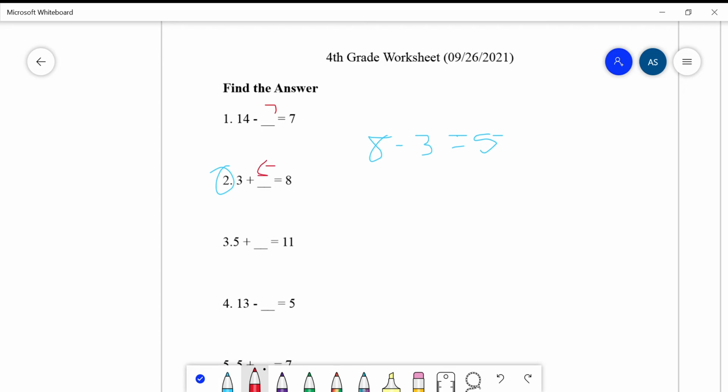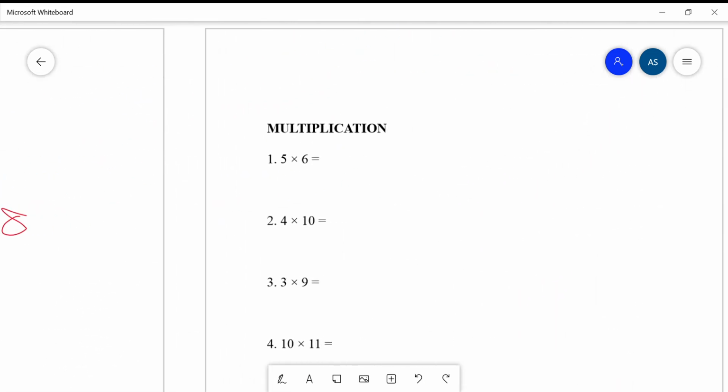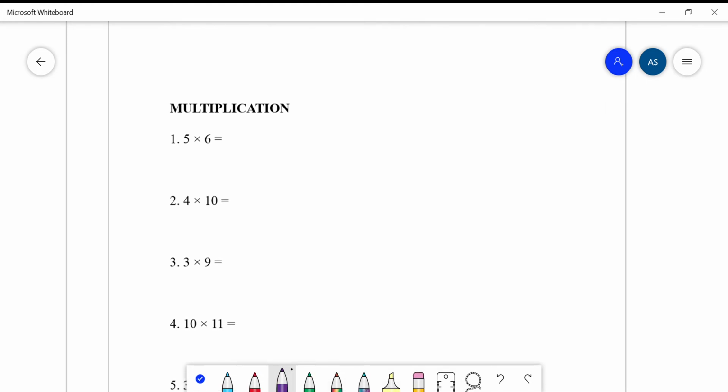And now to double check, 3 plus 5 is also equal to 8, right? Alright, you'll be finishing the rest of the page for this one, and let's move on to the next page. Looks like we'll be working with multiplications again.